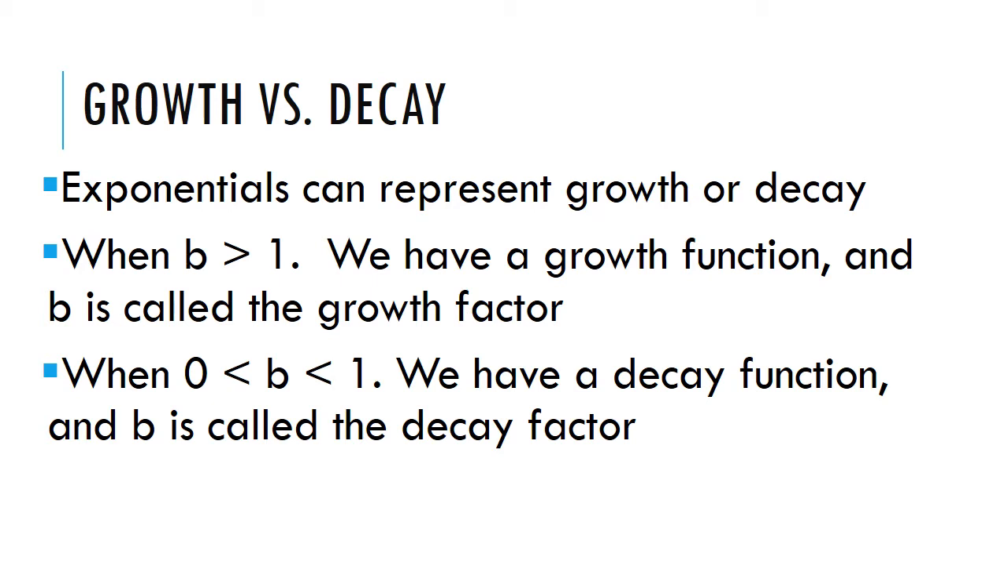Exponentials can be either growth or decay functions. When b, which is the exponential factor, is greater than 1, then we have a growth function, and b is called the growth factor. When b is between 0 and 1, that means we have a decay function, and b is called the decay factor.